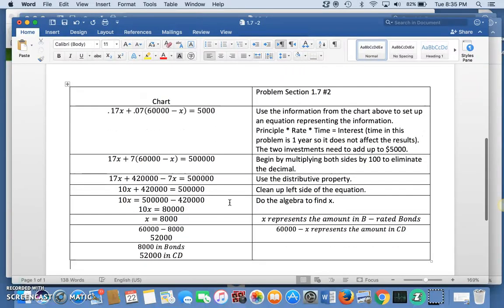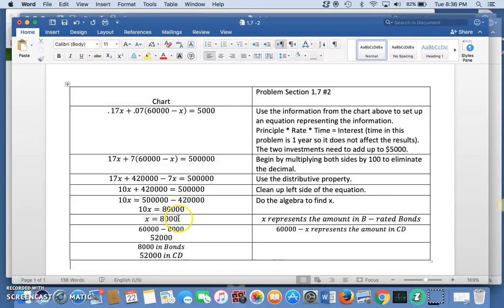You need to distribute this 7 right here, and that gives you 420,000 minus 7x equal to that 500,000. 17x minus 7x is 10x. You need to move this over. Move that 420,000 over, make it negative. So we've got a 10x over here. We make that subtraction and we end up with 80,000.